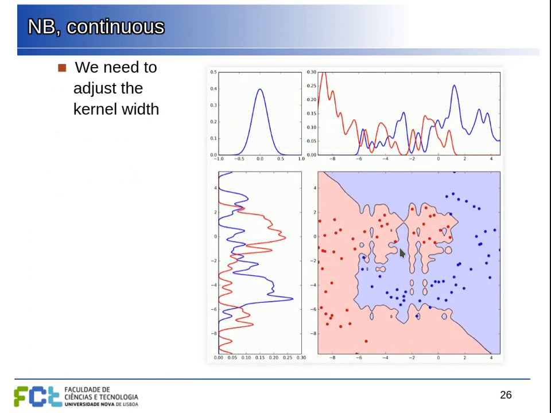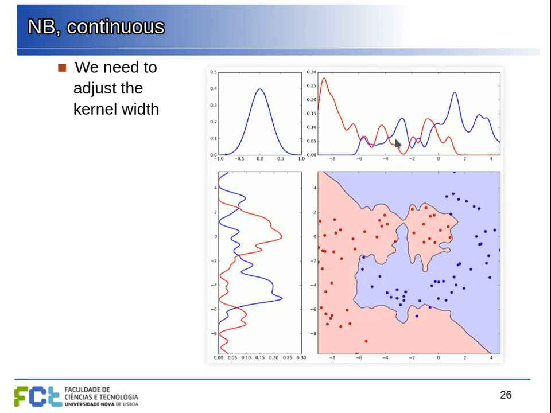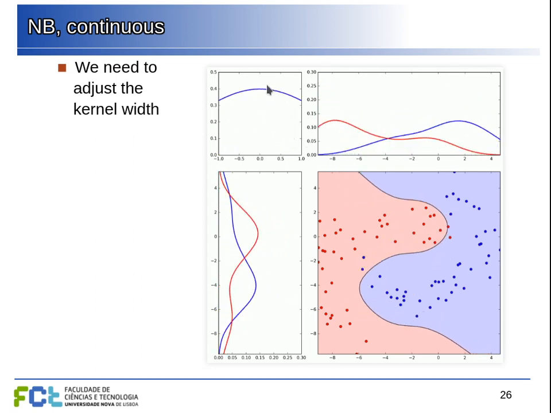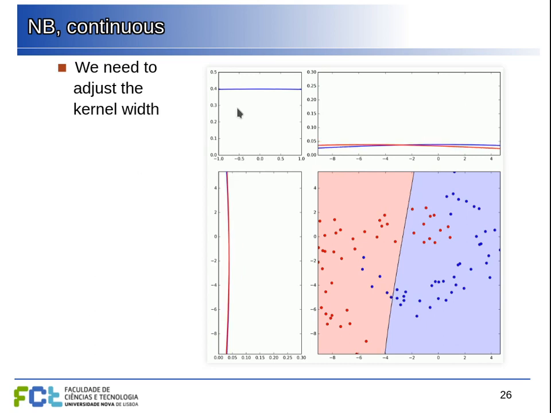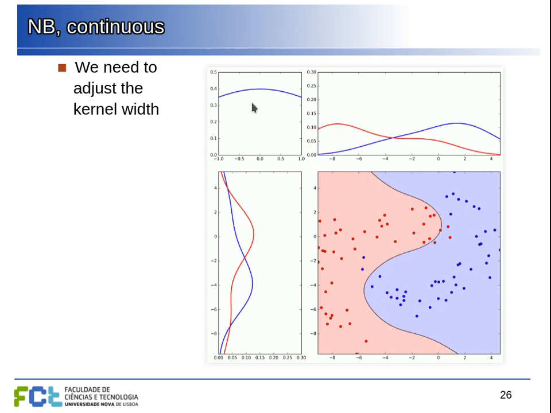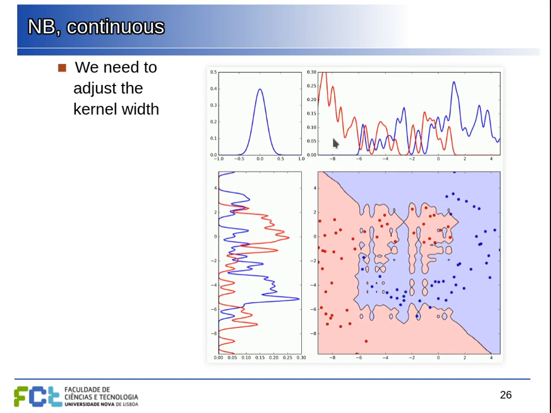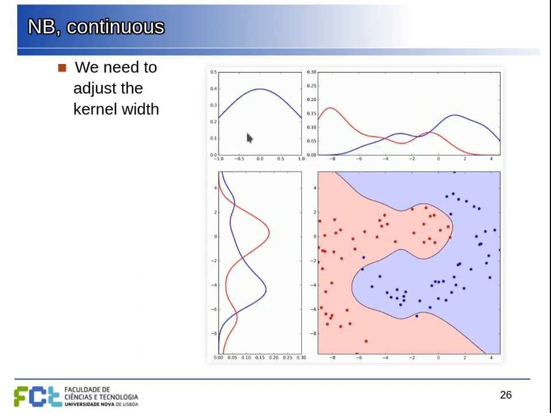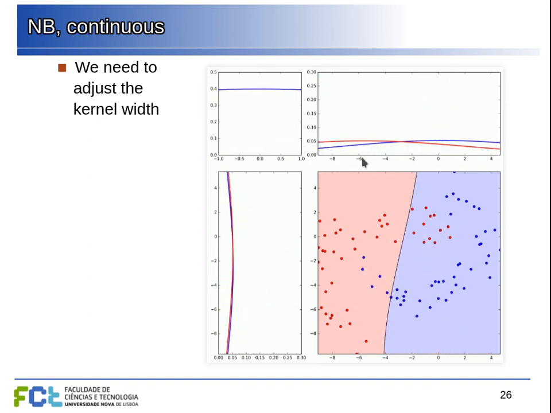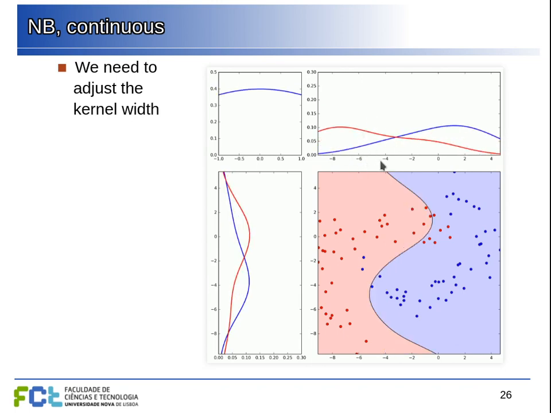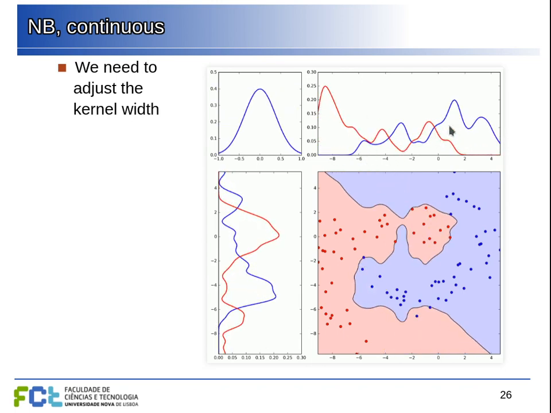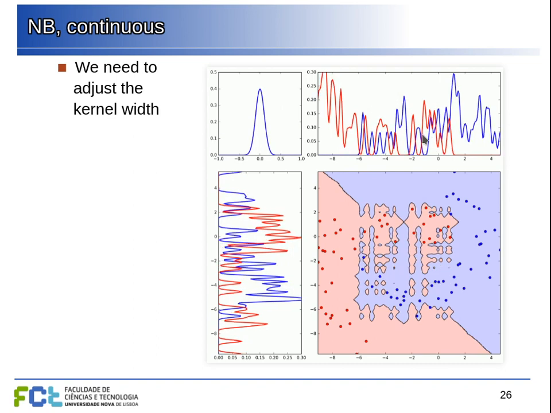Now, one thing we may need to do, since we are using kernel density estimation, is to adjust the width of the kernel. Here, to simplify, I'm assuming that the width is the same for all the features. And if we use a very narrow kernel, we are going to have a more intricate, a more jagged line in this distribution.